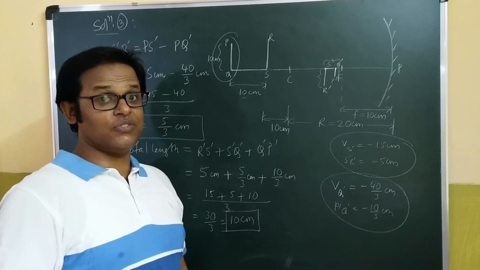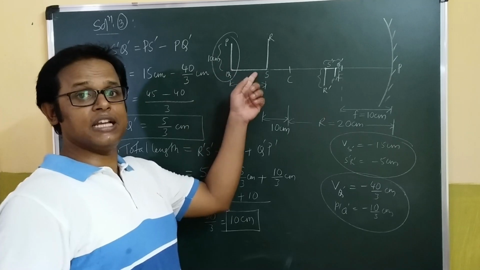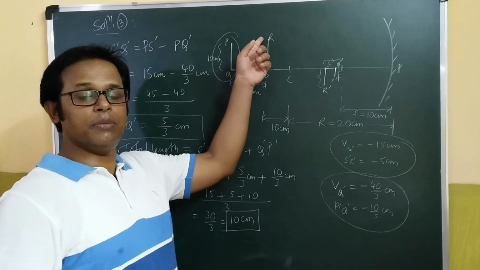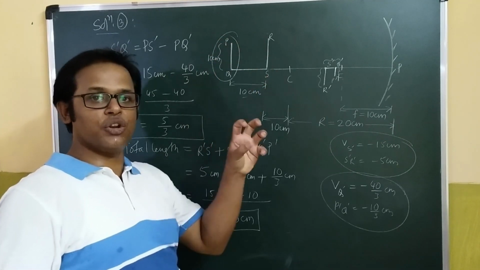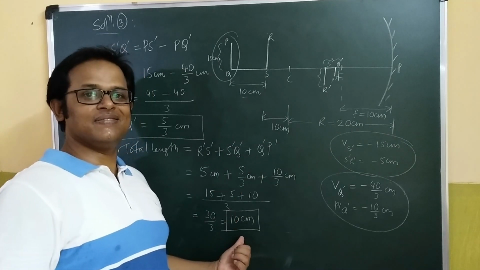What was the total length of the entire object? 10 plus 10 plus 10, 30 centimeters. Now the entire length has shrunk to 10 centimeters.